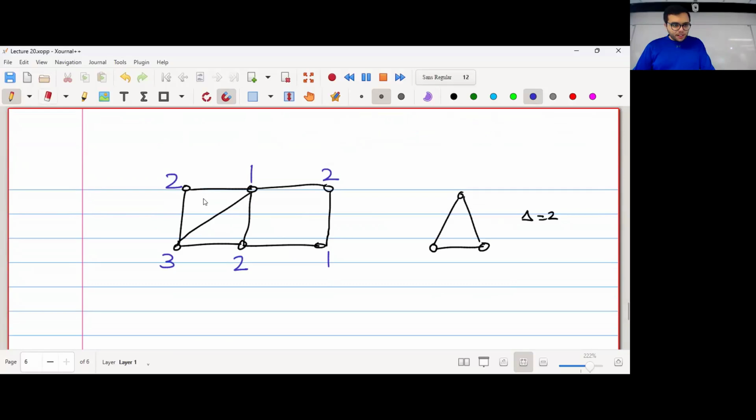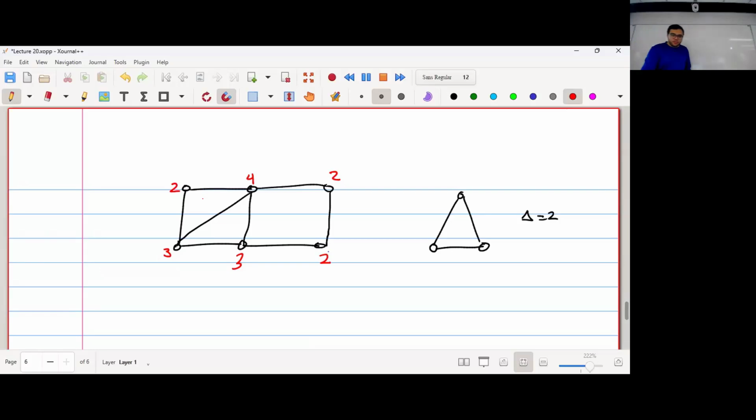So consider this graph here. We colored it with 3 colors. Let's say we're not very happy with that. Let's see if we can do better. First of all, I'm going to look at the degrees of the vertices. So this one has degree 3, this one has degree 2, this one has degree, I can't count, 4. This one has degree 3, 2, and 2. Okay.